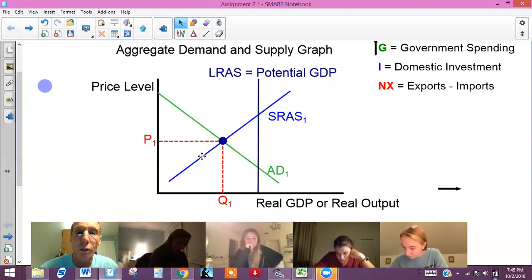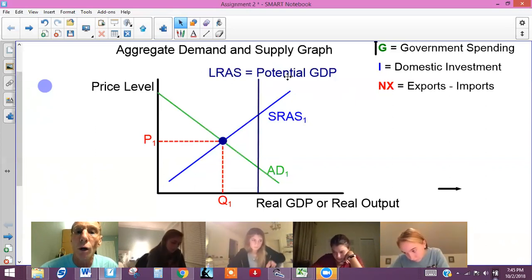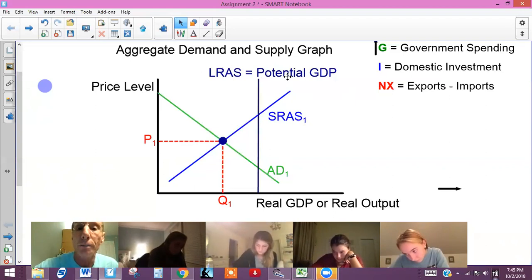So this is what it looks like. This is what you want to do. You want to label your price level, real GDP or real output, your quantity, your price here. This is going to be your short run aggregate supply, aggregate demand, and then your long run aggregate supply or potential GDP. Okay.